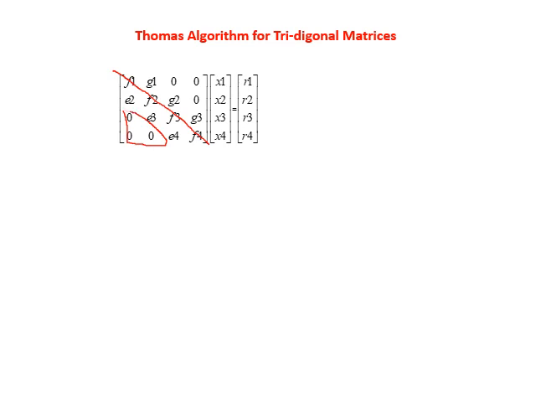Now if you look at this matrix, you will find that f1, f2, f3, f4 are diagonal elements, g1, g2, g3 are superdiagonal elements, e2, e3, e4 are subdiagonal elements, and apart from all these elements, the rest of the elements in the matrix are 0. Similarly, on the constant side, you have R1, R2, R3 and R4. So there is a special approach to solve this kind of problem.